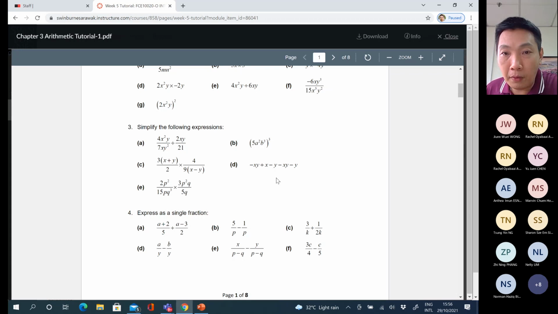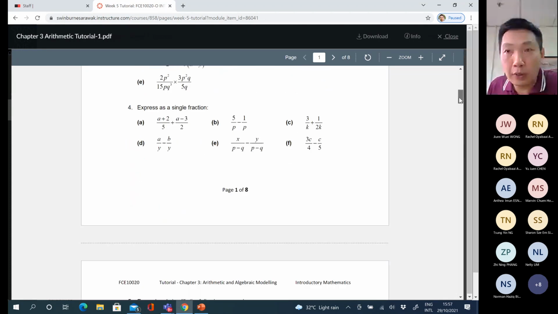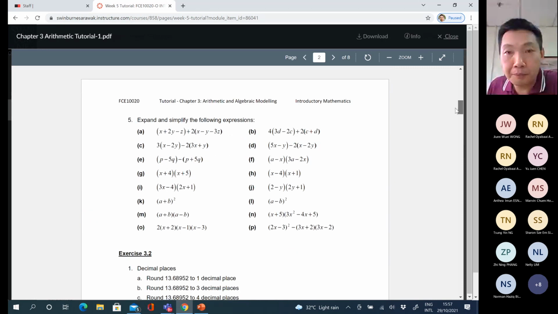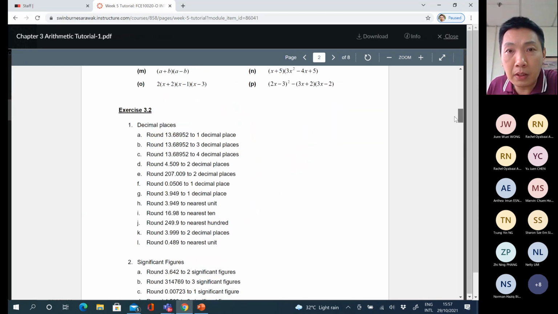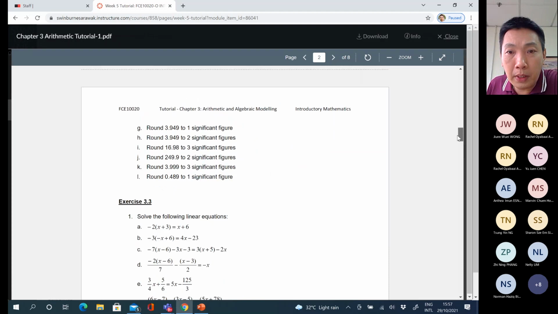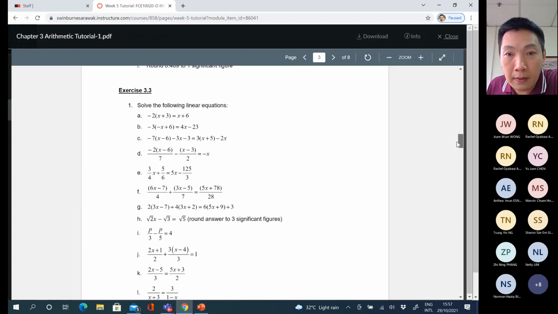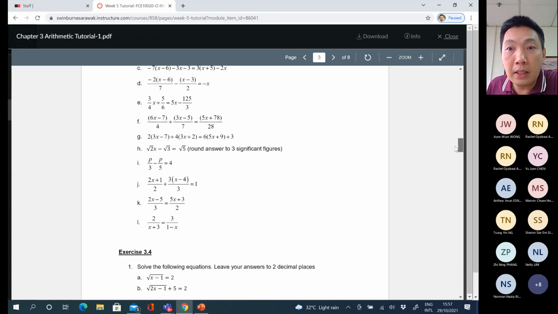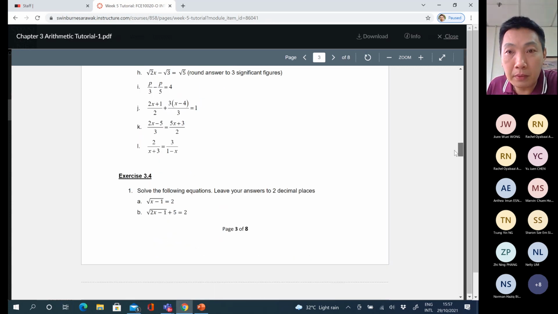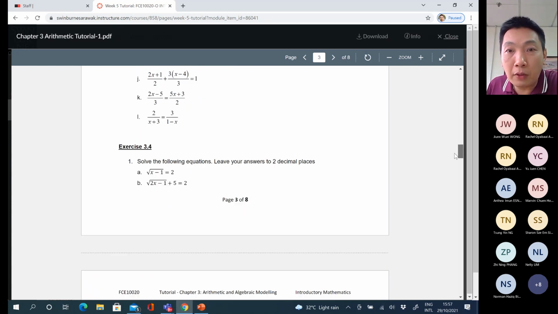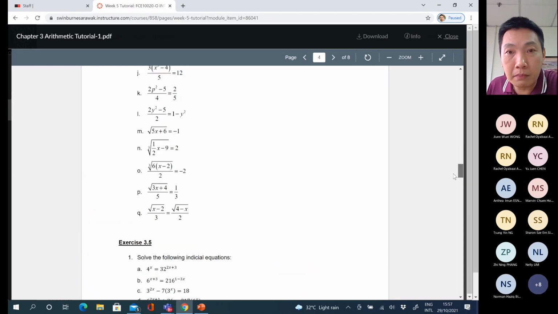For number 4, you try to combine the numerators. If the denominators are the same, you can combine the numerators. Okay, number 5 you should also be able to do at the moment. Exercise 3.2 you can do now. 3.3, linear equation, already solving the problem. Yeah, you should be able to do it now. 3.4 I don't do first because we haven't covered it.